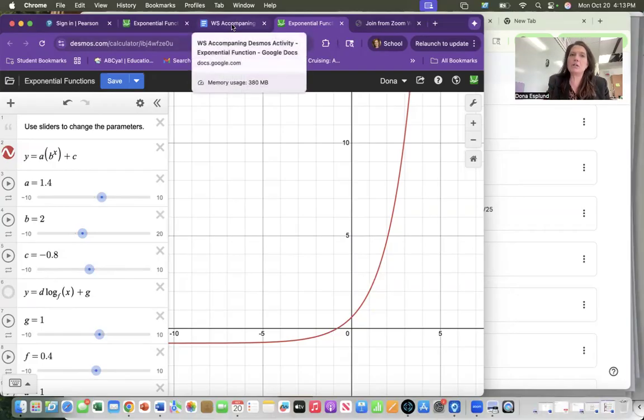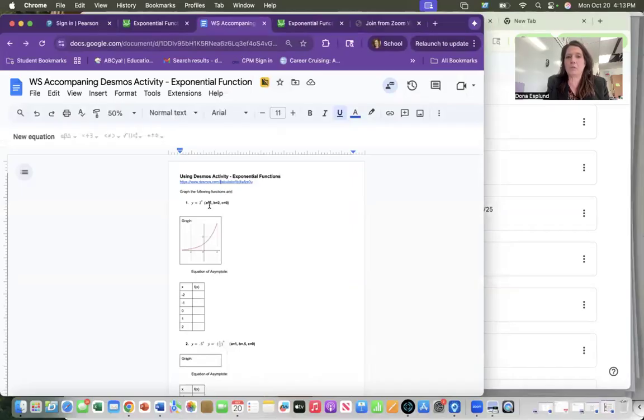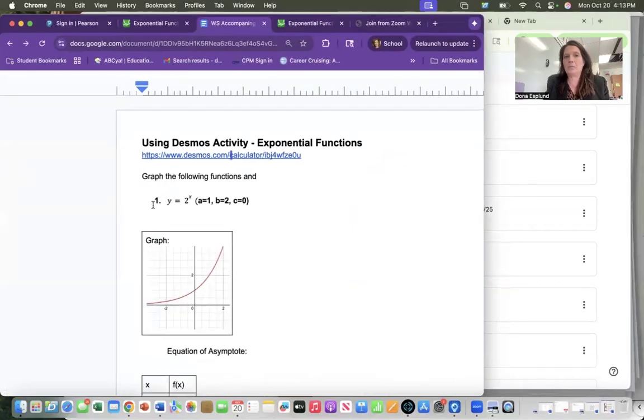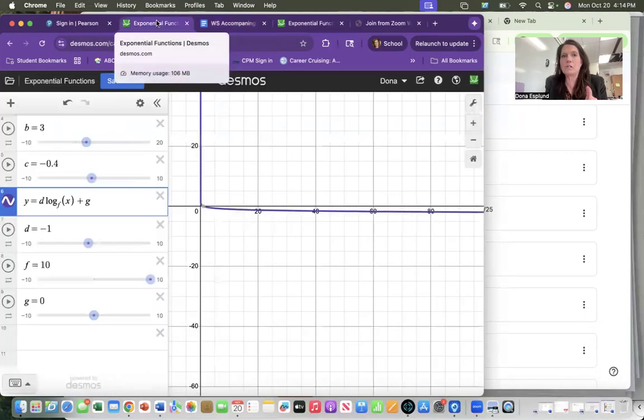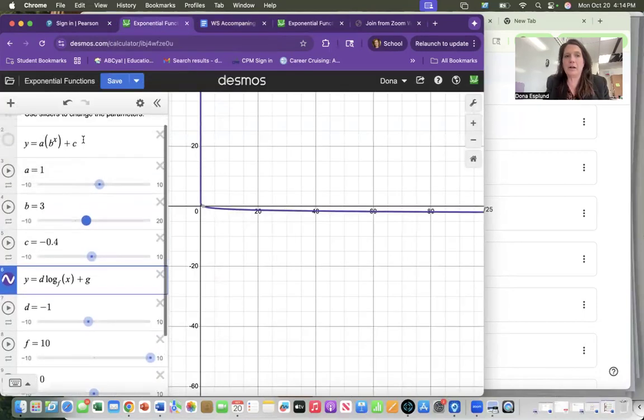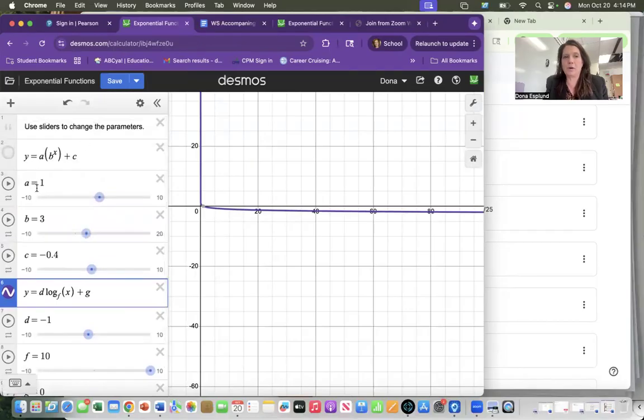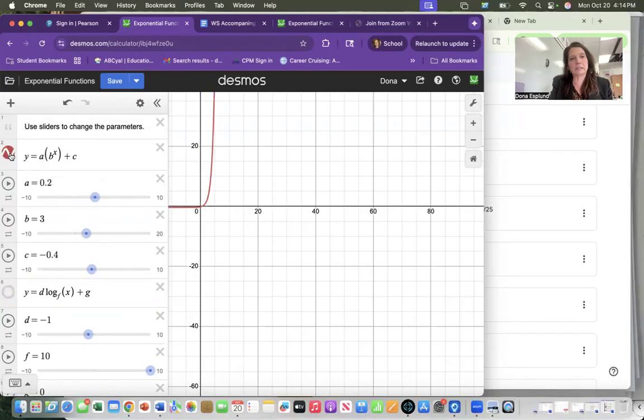Now, if you notice on your worksheet, the very first equation was y equals 2 to the x. And notice out to the side, it says a equals 1, b equals 2, and c is equal to 0. That corresponds right here with the sliders that you have. So I'm going to let a equal 1, and you can change that by doing this. Notice it's going to change my function just a little bit. I also need to have it selected, so let me go ahead and select that.